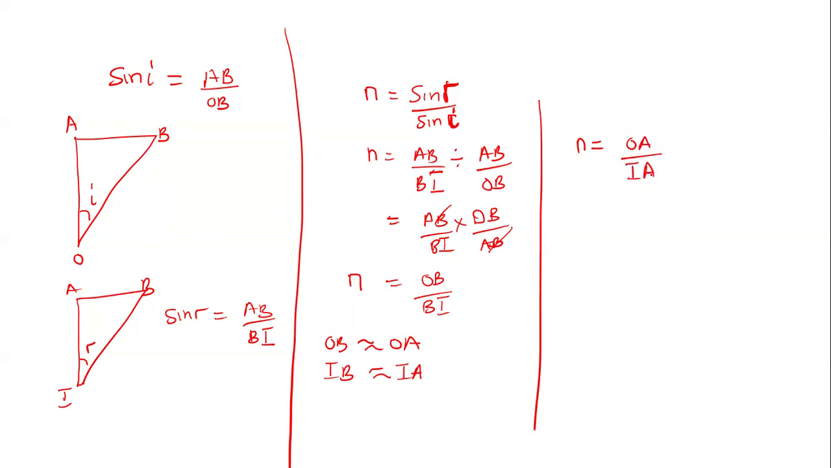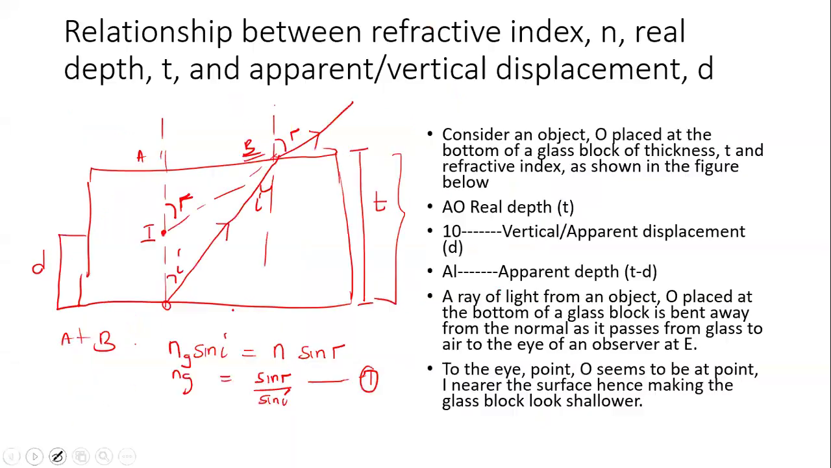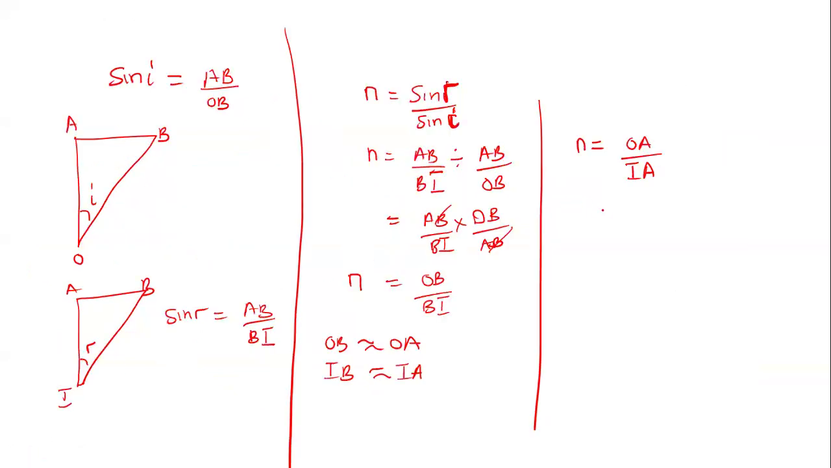Then we ask ourselves, what is the distance O to A? When you go back here, you notice that O to A is equivalent to T, which we call the thickness. So I'll say this is T out of I to A.